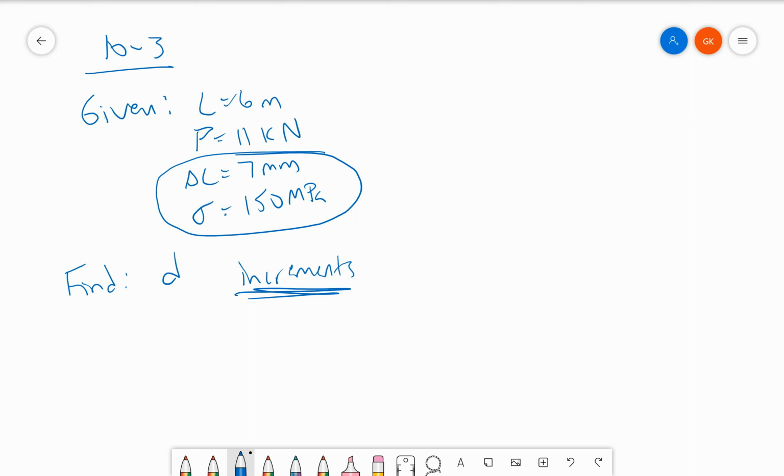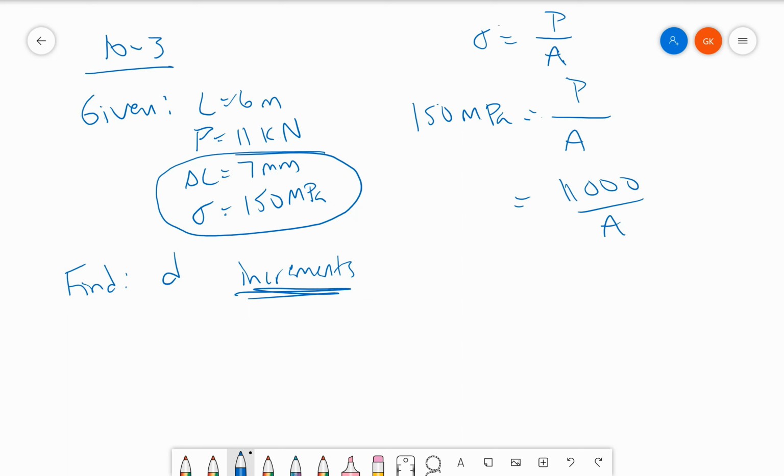Just based on the stress, what I have is 150 megapascals is equal to the load over the area. Sorry, I should have written this beforehand. Stress is equal to the load over the area. There we go. And if I plug that in, what I get is I have 11,000 over A.